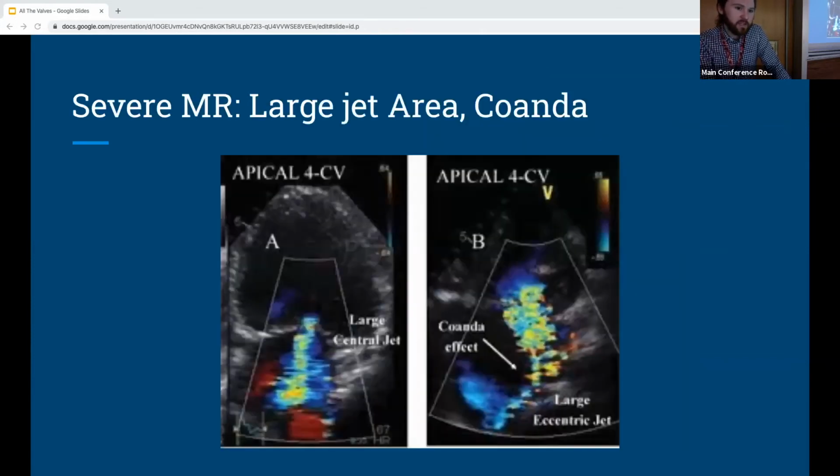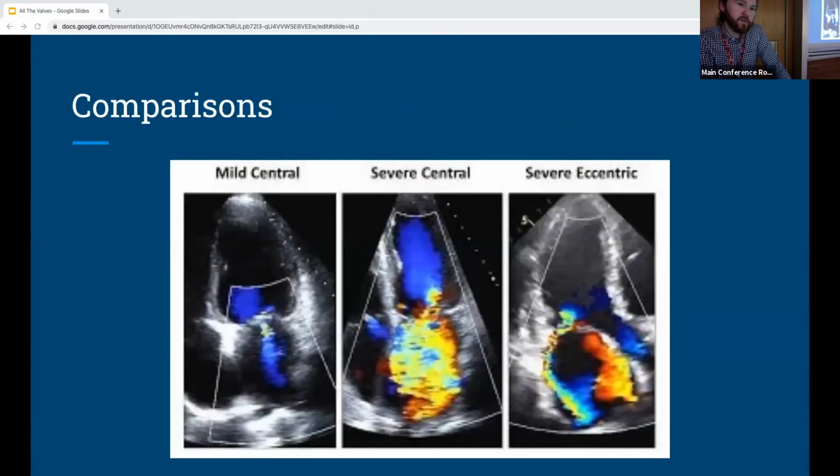And so here you can see sort of two examples. They're both severe. One is greater than 40%, but it's central. The other one, I'm not sure, it's probably close to 40%, but because it has this Coanda effect that sort of bounces off the wall, it's defined as severe. So these are a couple things that you can look for and just were kind of interesting. And again, for some comparisons, you can see super impressive severe central jets. You can see multiple eccentric jets if valves aren't meeting up in different ways.